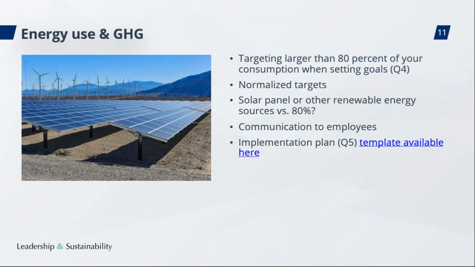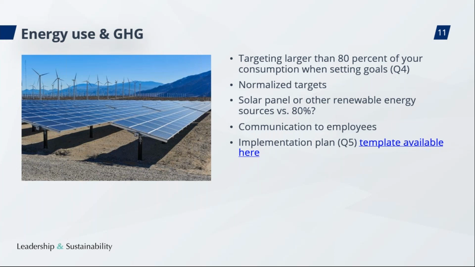Next topic is energy use and greenhouse gas emissions. In order to get full score here, you need to target more than 80% of your consumption when setting goals. And so if you have several energy sources, you probably need to cover several of them in order to reach that 80% coverage.